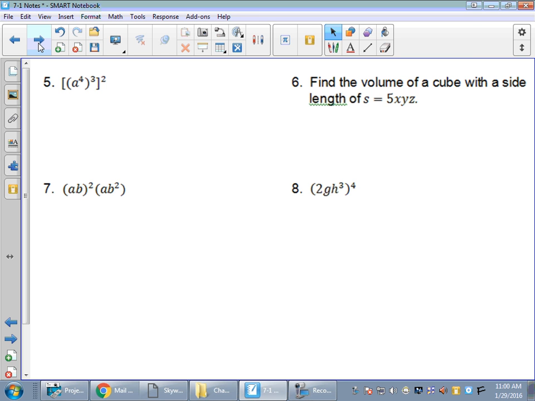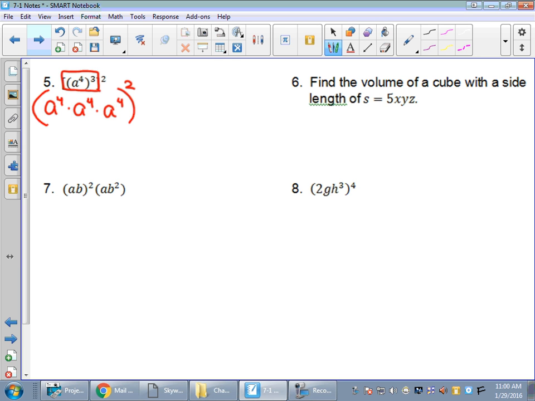Number 5. I'm looking at that, and you know what? I don't want to use the rule first. I want to expand first because I don't understand it. So lots of things going on here. I have a power to a power to a power. So I am going to multiply those exponents, but let's expand it first. A to the fourth cubed, if I just take this inside part, A to the fourth cubed, I could say that means take A to the fourth 3 times. So I have A to the fourth, A to the fourth, A to the fourth. That's 3 times. But then they want me to square that.